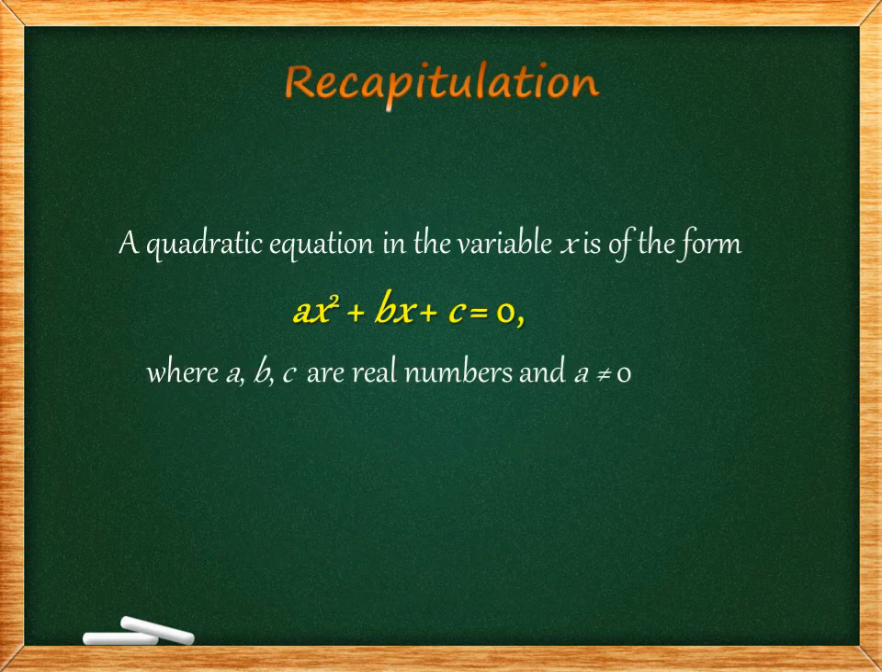Now let's recapitulate our learning. A quadratic equation in the variable x is of the form ax square plus bx plus c equals to 0, where a, b, c are real numbers and a must not be equal to 0, and if in any situation a is equal to 0, the equation will take the form of a linear equation. This was all about the introduction of quadratic equations.